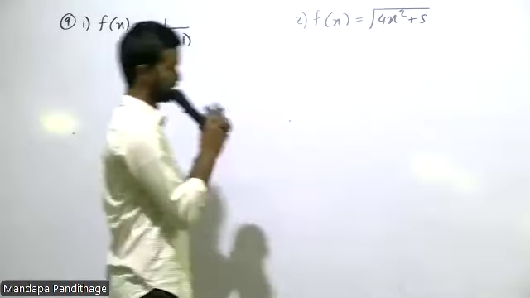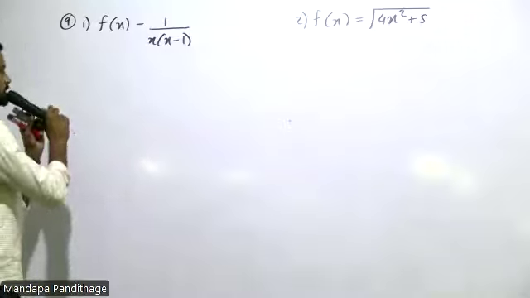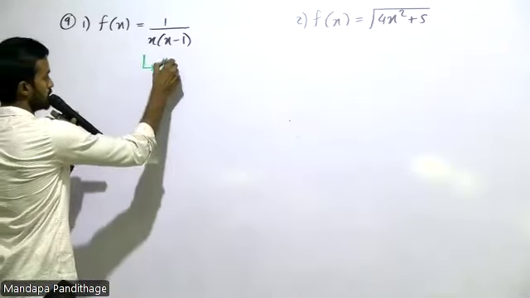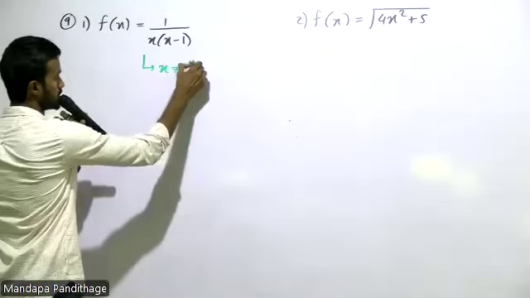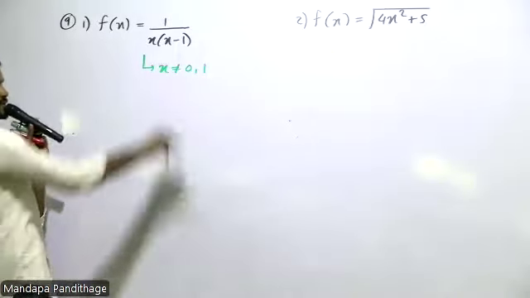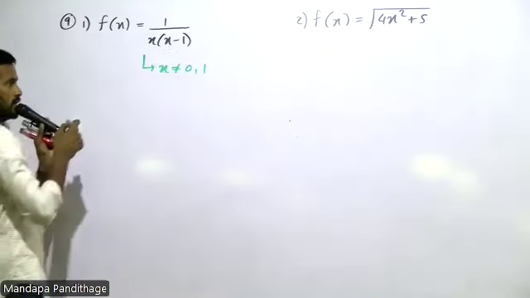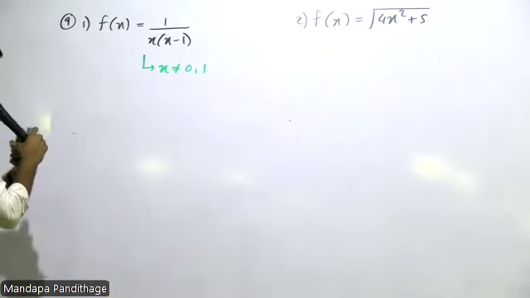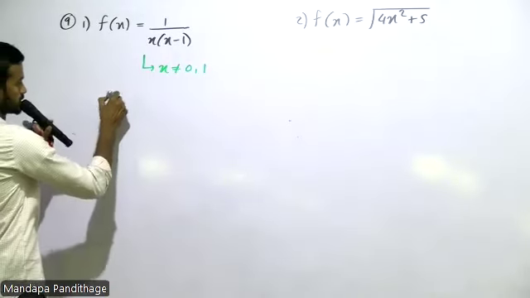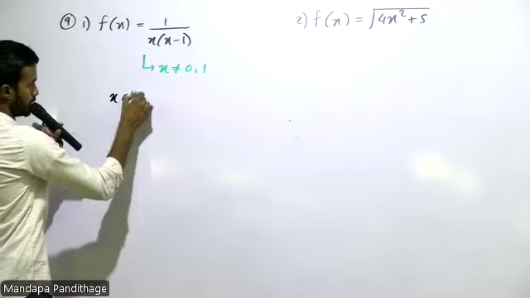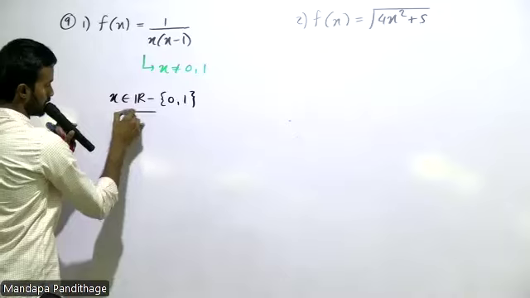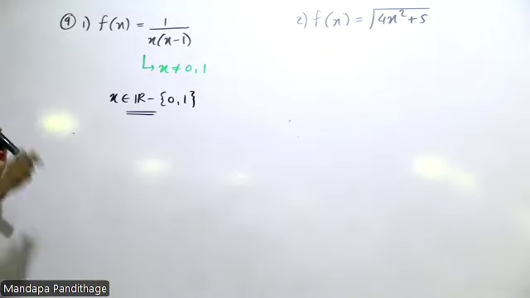Okay, so this one is similar to what we have done before. The denominator can't be 0. So x can't be equal to 0 or 1. Because x can't be 0 and x can't be 1, you can write the domain based on this. So what is the domain? x can be any real number that is not equal to 0 and 1. Okay, so this is the domain.